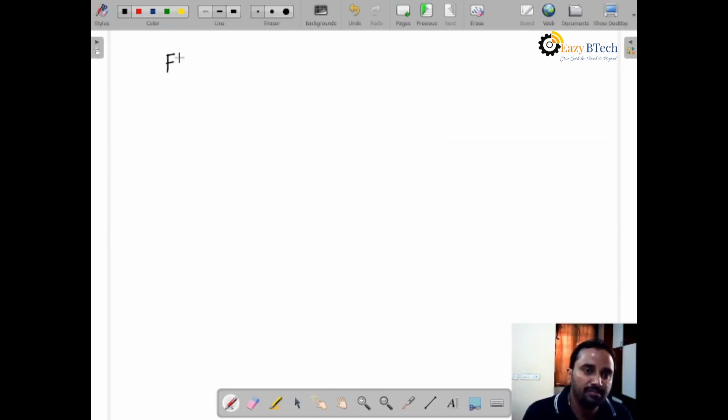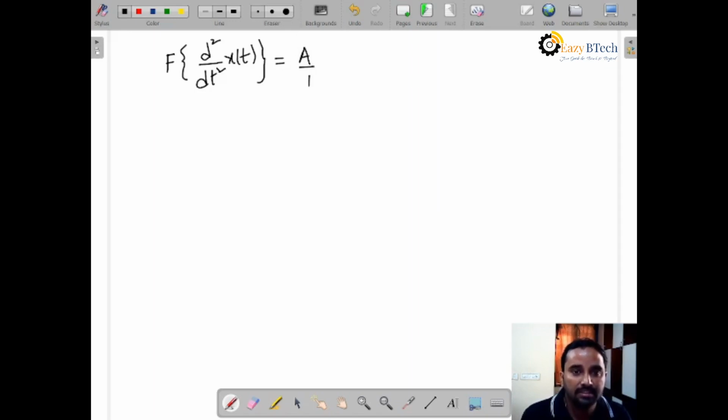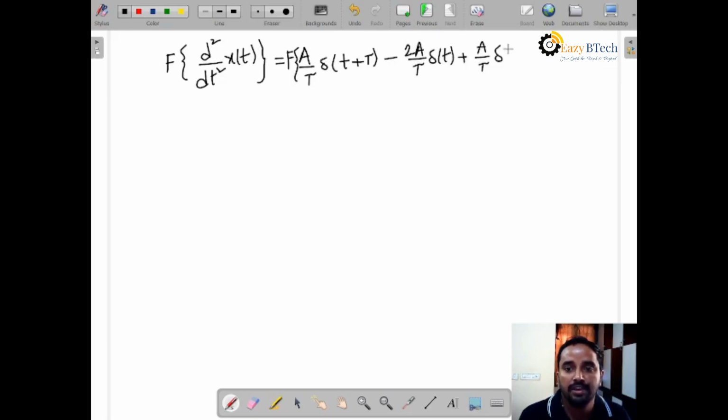So the Fourier transform of d square by dt square of x of t, where x of t is the given function, is equal to, so we have impulses. I am writing impulses: a by tau, where we have an impulse at minus tau, so del of t plus tau. And minus 2a by tau, we have an impulse at 0, that means del of t. And plus a by tau, we have an impulse at plus tau, on the right side, that is del of t minus tau. So this is the way of writing impulses: as per their location, we write their location, and we write their strengths.